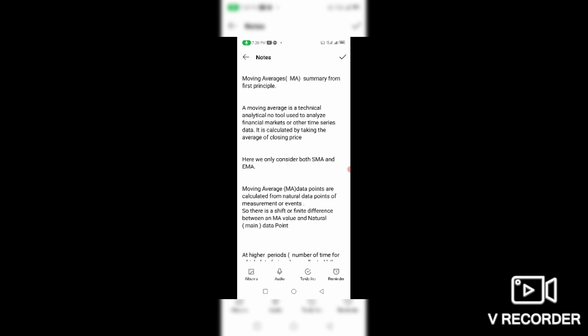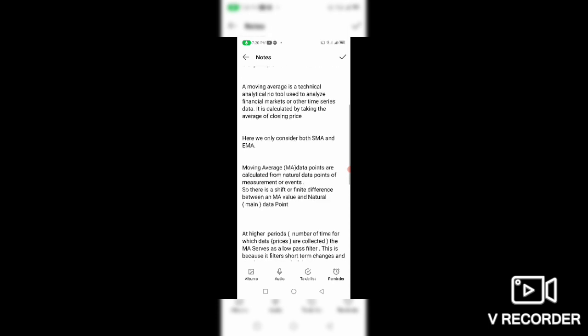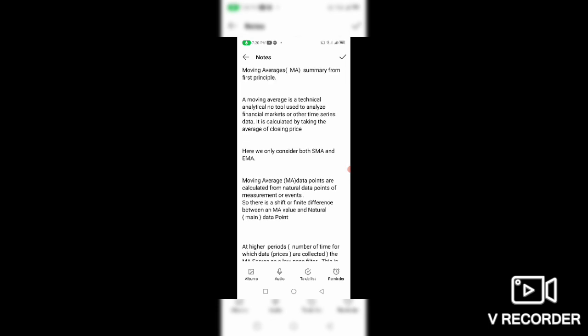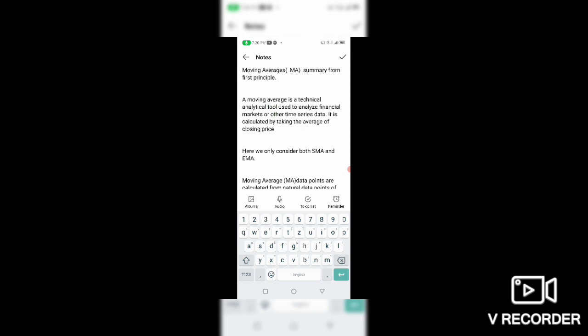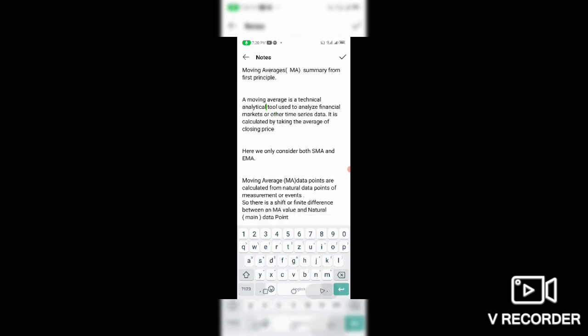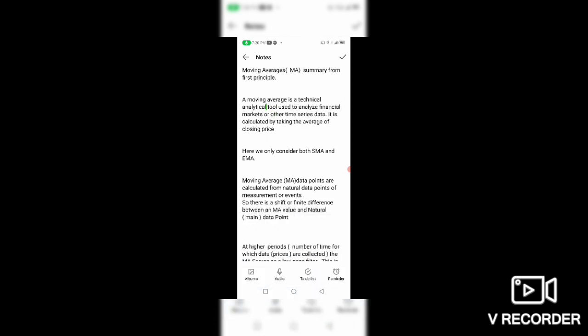Moving averages, MA summary from first principles. The first principle is very necessary, because that will give you the foundation of what a moving average is. A moving average is a technical analytical tool used to analyze financial markets or other time series data. It is calculated by taking the average of closing price. Here we only consider both SMA and EMA.